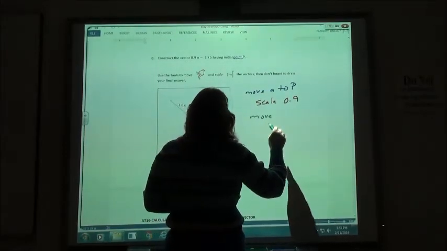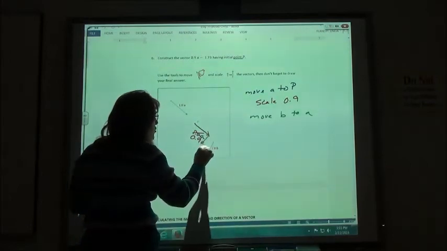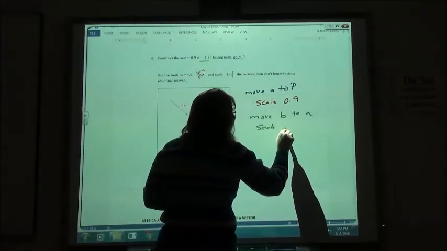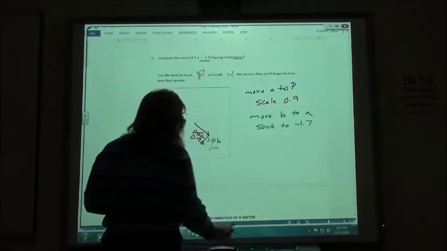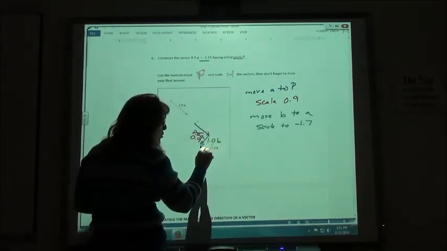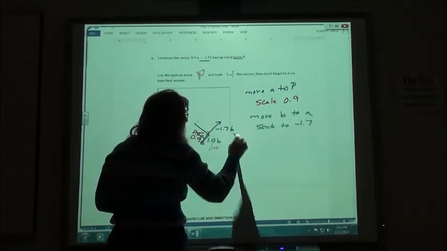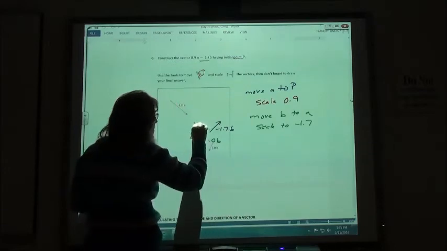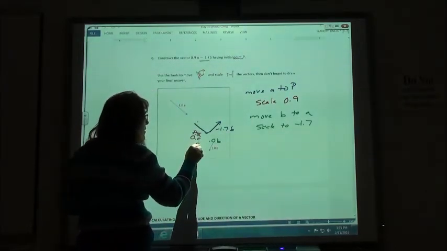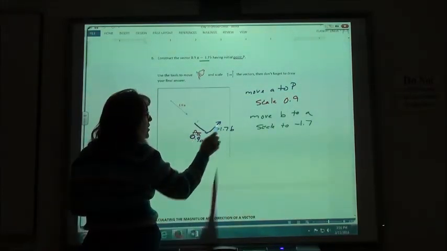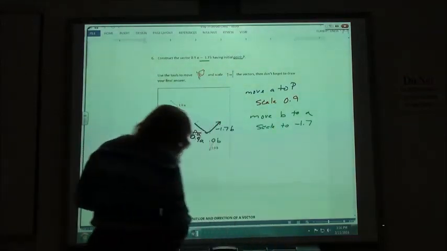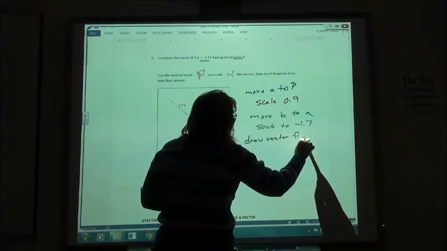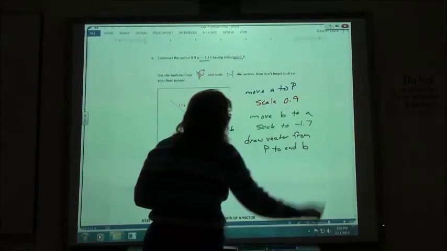Then we are going to move B to A. B is going this direction, 1.0B. But I'm going to scale it to negative 1.7. So again, I'm just going to push that backwards. And instead of pointing this direction, it's going to end up going in the opposite direction until you get negative 1.7B. Again, you won't see this bottom part because you pushed it backwards. You'll see A going to here, B going to here. This is going to be labeled 0.9A. This is going to be labeled negative 1.7B. Once I have those two vectors, I'm just going to draw from P to the end of B. And that's how you do those.